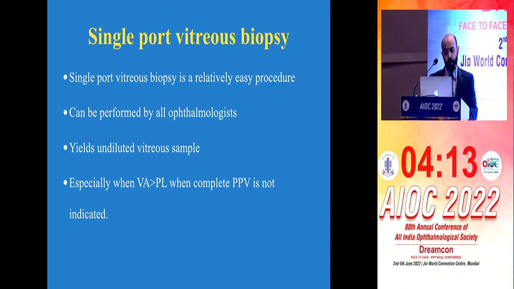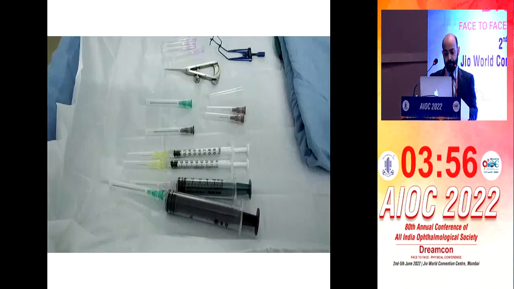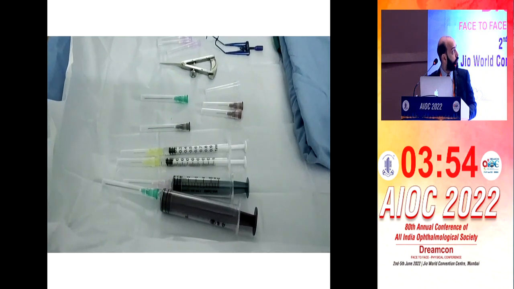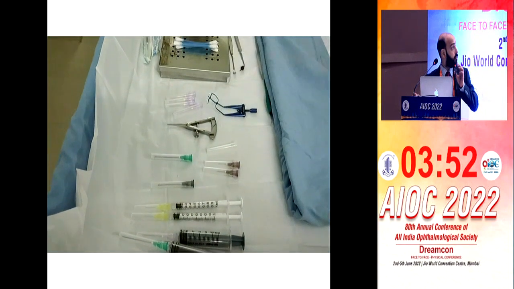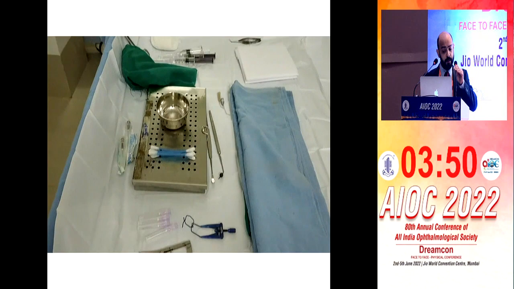So everyone should actually perform a single port vitreous biopsy because it yields an undiluted sample, especially when the visual acuity is better than PL. When you're not actually planning a pars plana vitrectomy initially, a vitreous biopsy is definitely essential. These are the instruments which we use for vitreous biopsy.